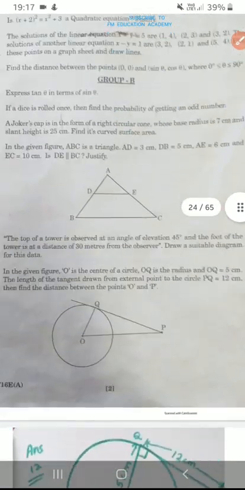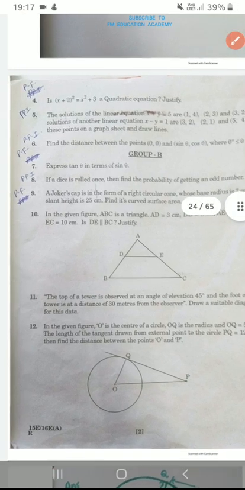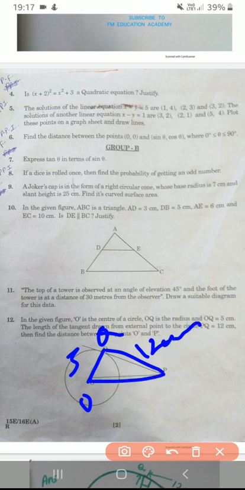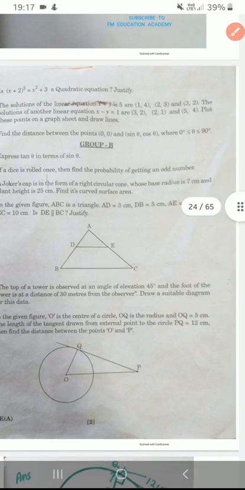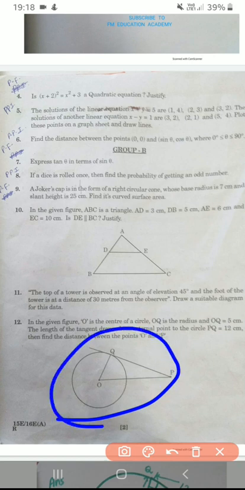Question 12. In the given figure, O is the center of a circle, OQ is the radius. OQ is given as 5 centimeters and the length of the tangent drawn from an external point to a circle, PQ, is 12 centimeters. I have to find out the distance between O and P. That is, this distance is asked and the diagram is given in the question only. Again, this question also came in the practice paper or pre-finals, a similar type, and in that question it didn't give the diagram. We had to draw the diagram. So here the diagram is given directly.